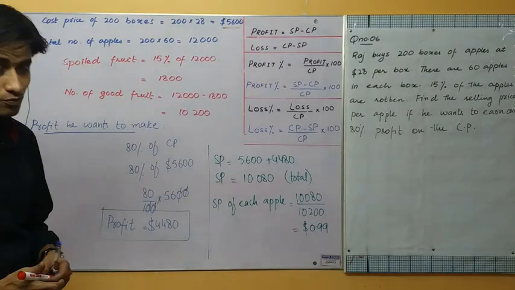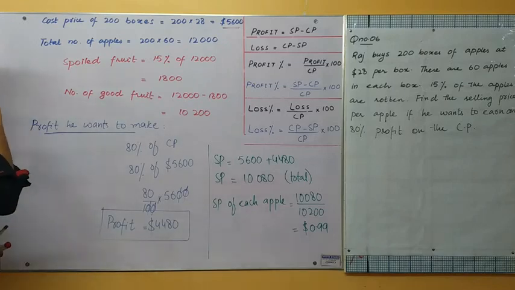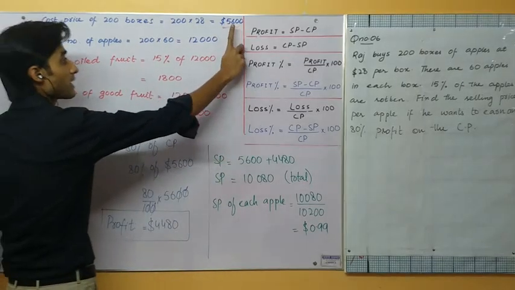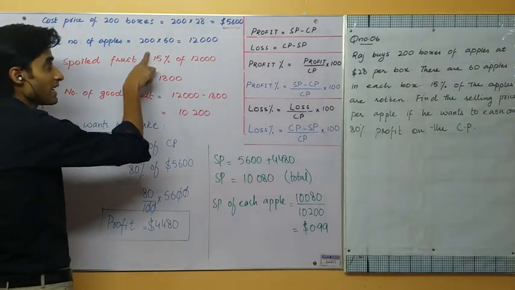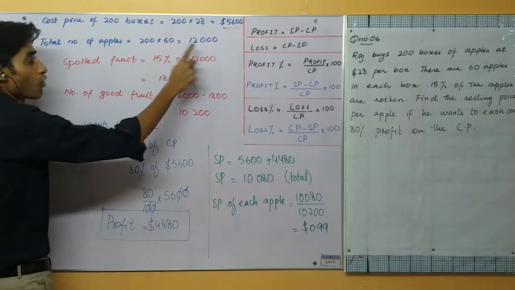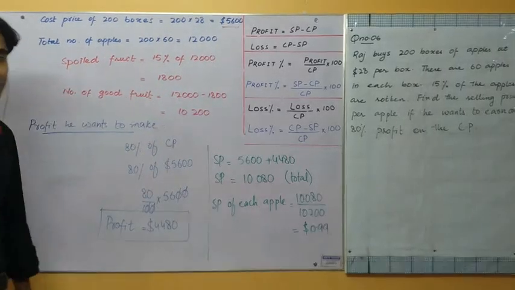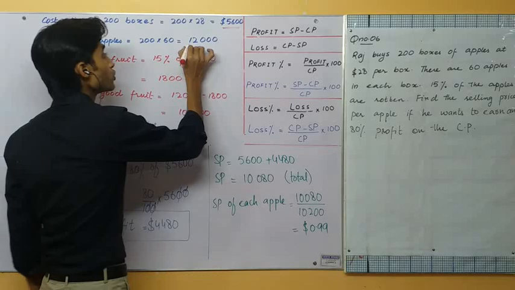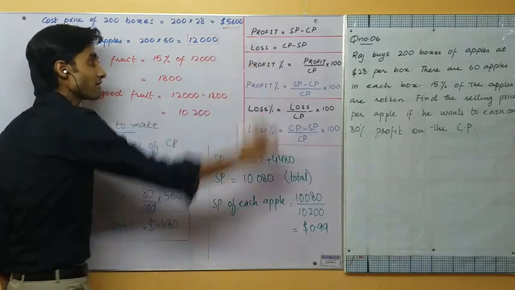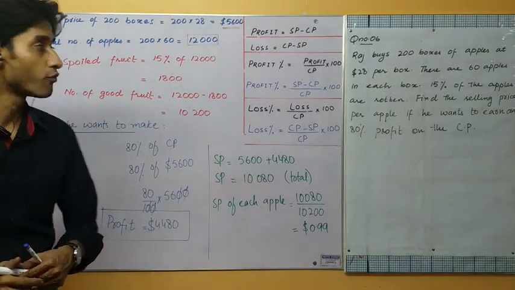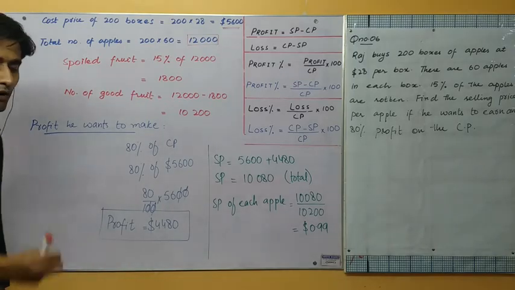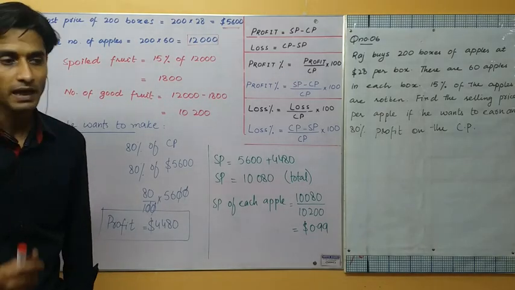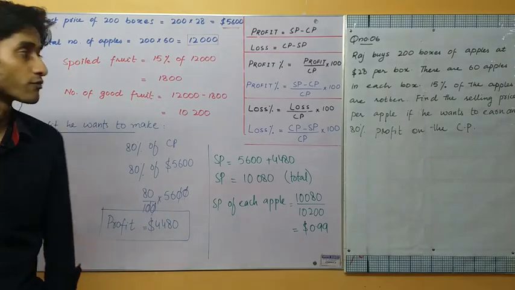I want to find out the cost price of all the apples, so I'll have to find out how many apples he has purchased in this. How many apples does he have? There are 200 boxes, each box contains 60 apples, so altogether there are 12,000 apples available. So you can say he has paid $5,600 for 12,000 apples, and if all of them were in good shape, I would have found out the cost price of each apple and then calculated what I can sell it for.